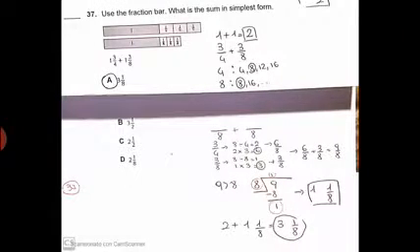(37) Also here we don't use the fraction bar and we want the sum. So we make the sum of the two whole numbers. 1 plus 1 equals 2. Then we make the sum of the two fractions, 3 over 4 plus 3 over 8.